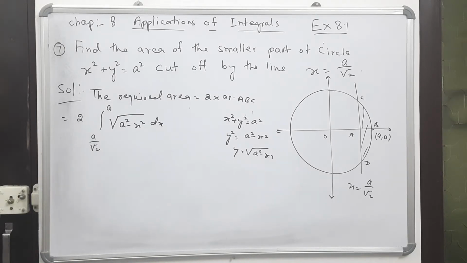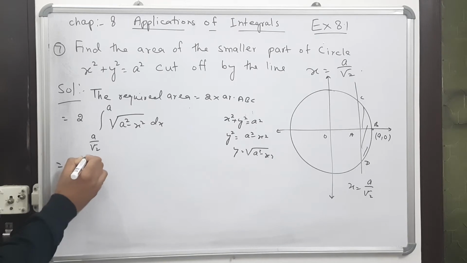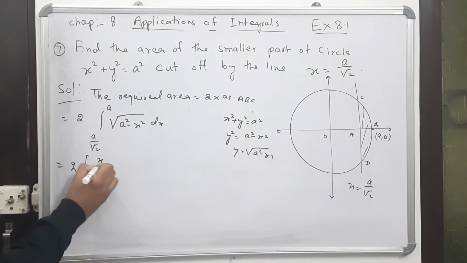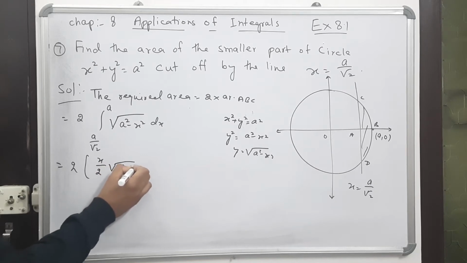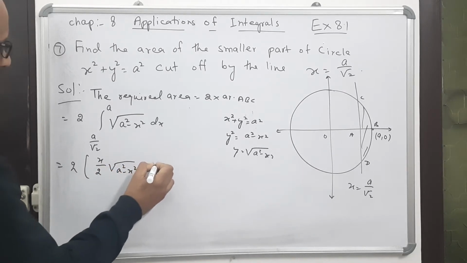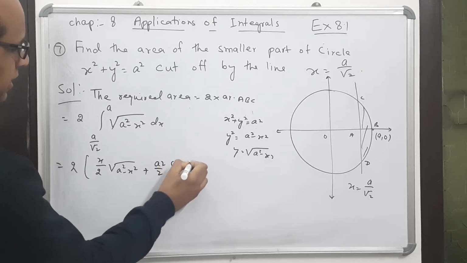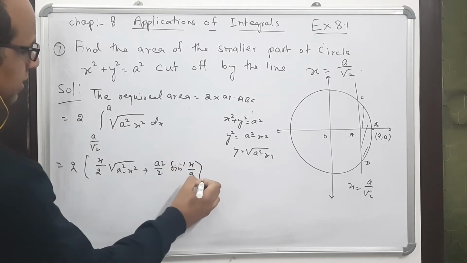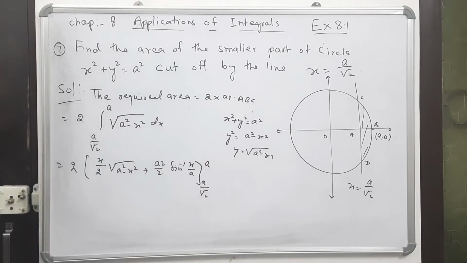Please see this part. We have already done this in the previous problems. The integration is x by 2 times root of a squared minus x squared, plus a squared by 2 sine inverse of x by a, and the limit is a by root 2 to a. See this part. After this you can manage the answer, but still I am explaining it.